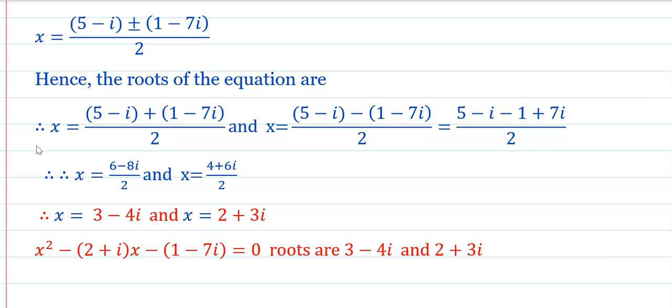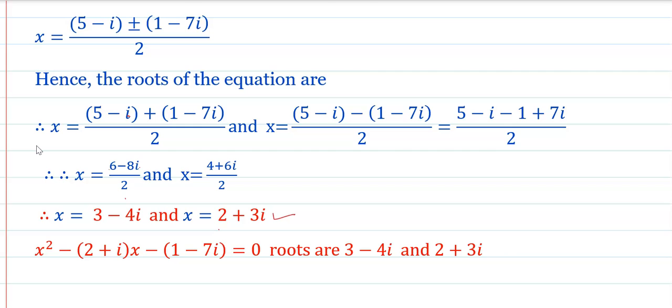So x is equals to (5 minus i) plus (1 minus 7i) upon 2, and x is equals to (5 minus i) minus (1 minus 7i) upon 2. Opening the bracket, what will happen? Here it is 5 plus 1, you will get 6, minus i minus 7i, minus 8i, upon 2. What about here? 5 minus 1, you will get 4, minus i plus 7i, you will get 6i, upon 2. 6 upon 2 you will get 3, minus 8i upon 2 you will get minus 4i. 4 upon 2 you will get 2, 6i upon 2 you will get 3i.